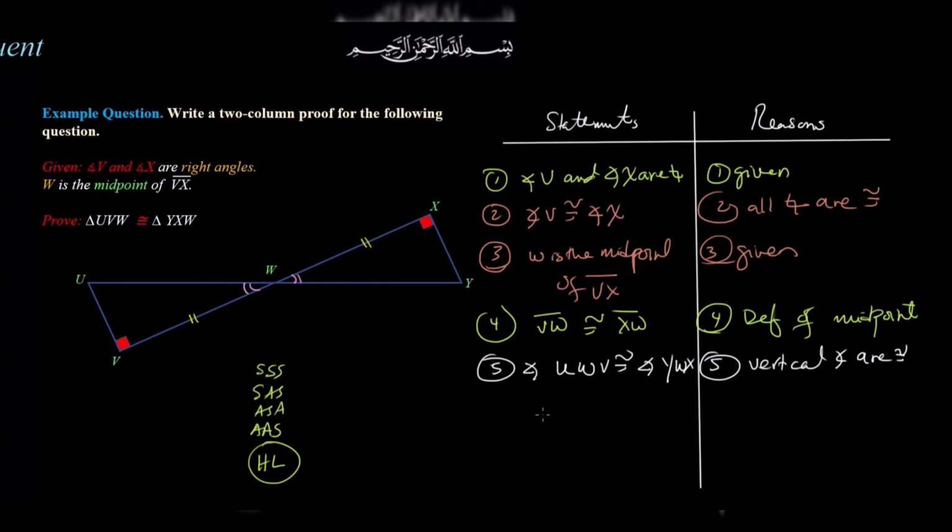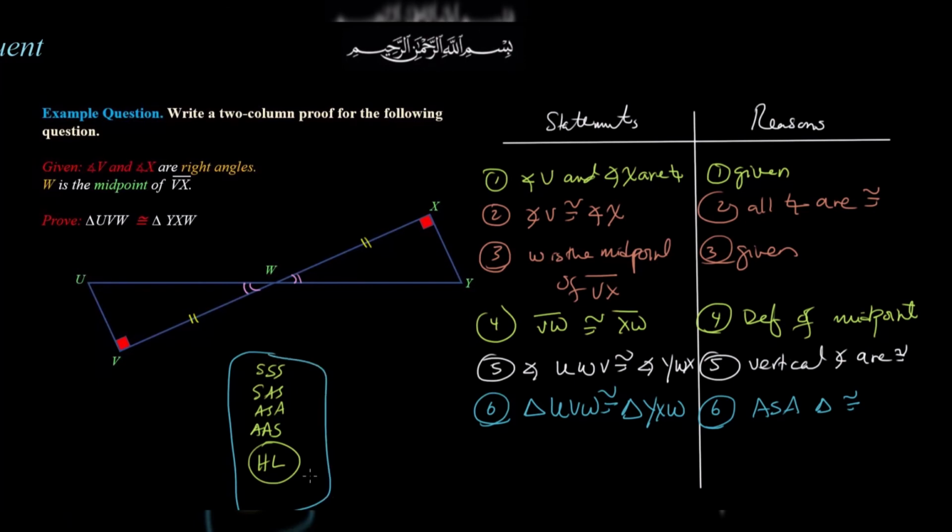And then finally, number 6. Now we got our angle side angle. Now we can just say triangle UVW is congruent to triangle YXW, and this is because of angle side angle triangle congruence. Ta-da! You can say it's a right triangle, but that's not necessary. So there we have it. That's a reasonably easy proof, I think, and it's just five easy steps to remember.